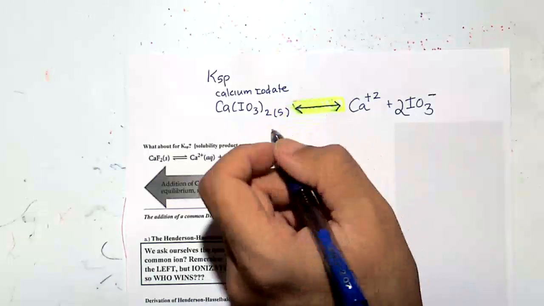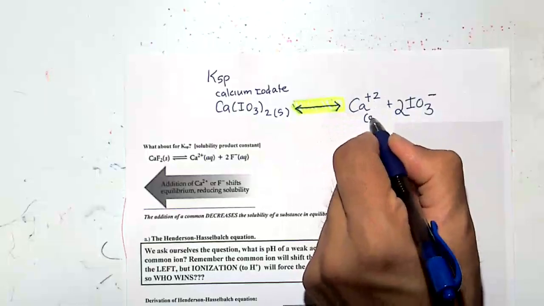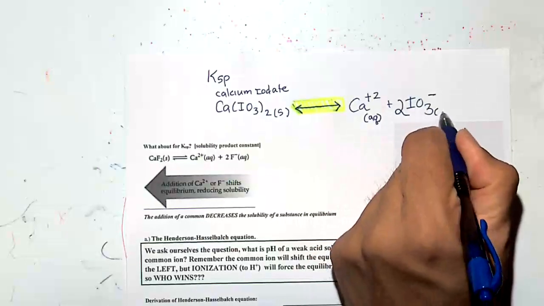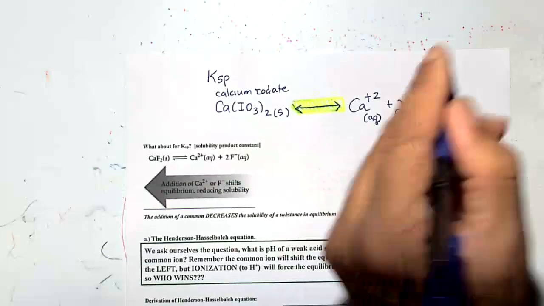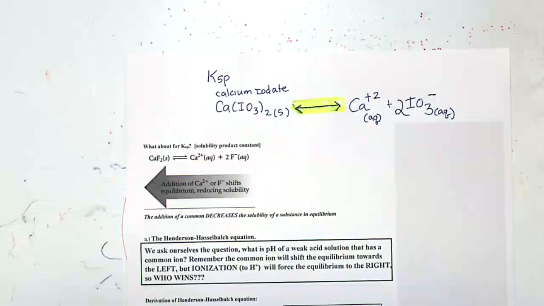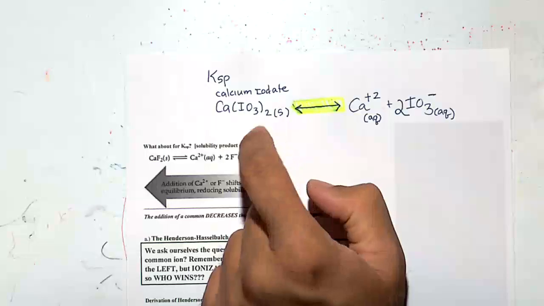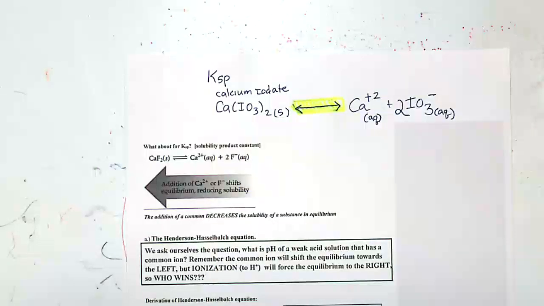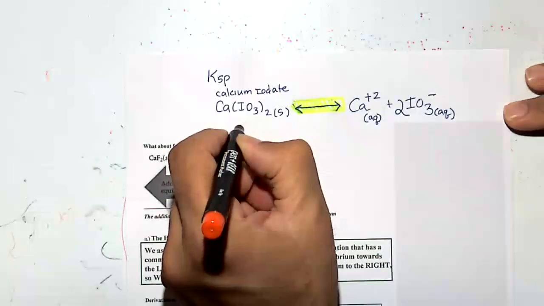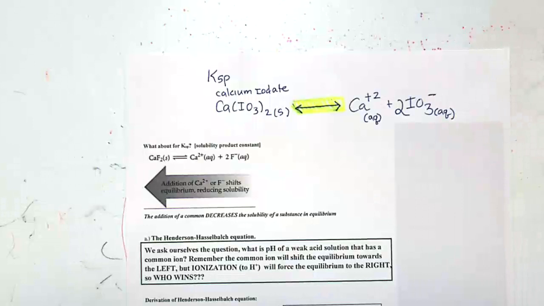So this is a Ksp. The solid is in an equilibrium with its ions. Ksp is when a solid is on the left-hand side, and we call these solids sparingly soluble solids. It's another thing I want you to link together. Okay, so sparingly soluble solids.